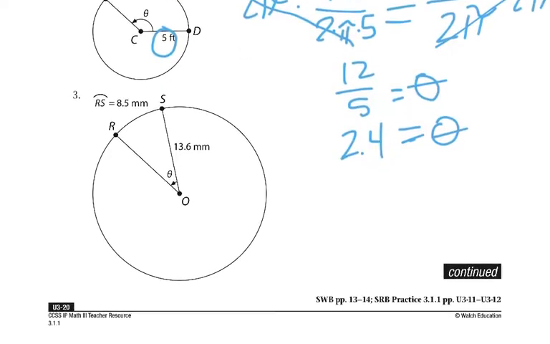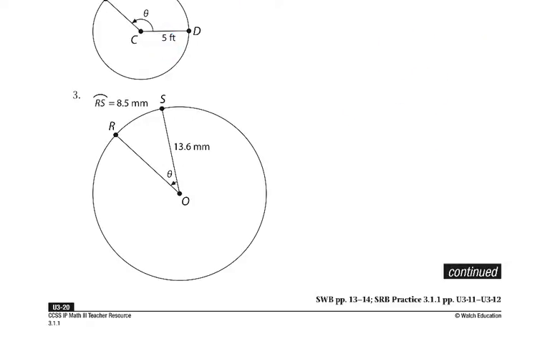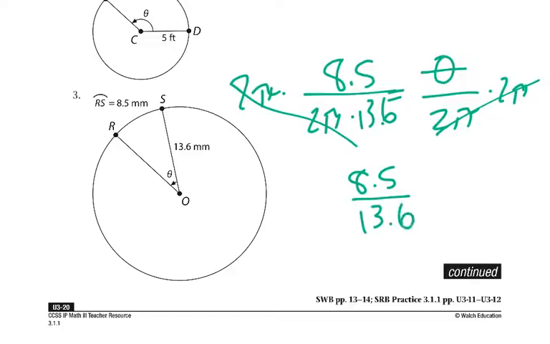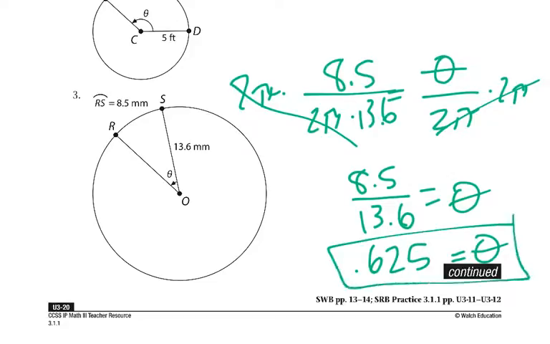So moving on to that last one. Same idea. We've got theta over 2 pi equals the arc length, 8.5, over 2 pi times the radius, 13.6, times by 2 pi on both sides. Hopefully you realize this 2 pi is kind of meaningless. We probably could have just said the length of our arc divided by the radius is going to equal our theta. So 8.5 divided by 13.6, and we get 0.625 for theta. 0.625 radians. So a little over half a radian, basically, is what we got there.